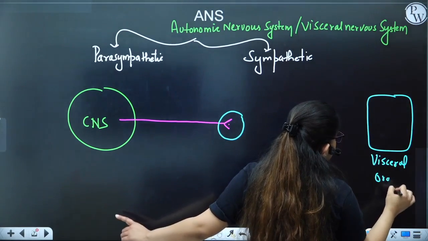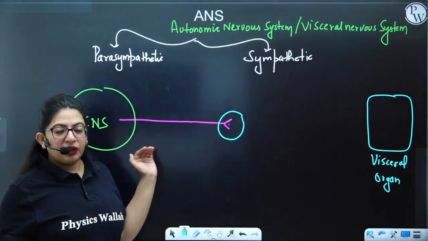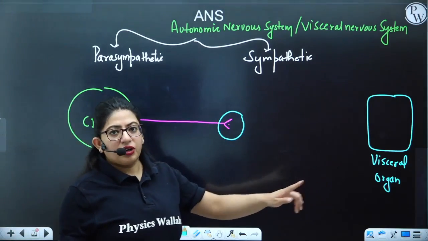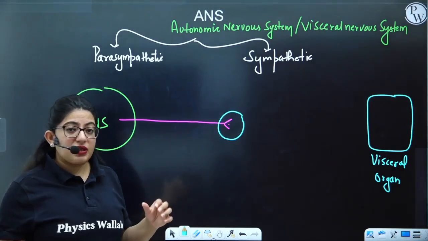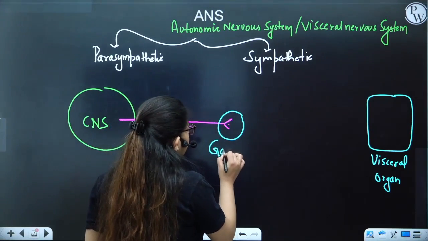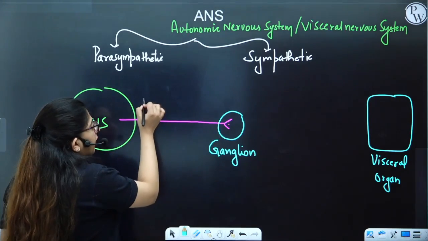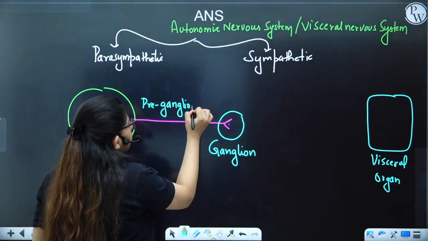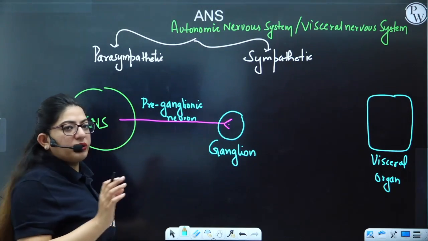this is your central nervous system. From the central nervous system, the nerves are emerging having the neurons here. Since they are shorter in length, they cannot reach the visceral organ. So what happens is they will form a synapse, and the synapses are formed in a ganglion. Where is it formed? In the ganglion. The neuron which is present before the ganglion, you call this the preganglionic neuron.